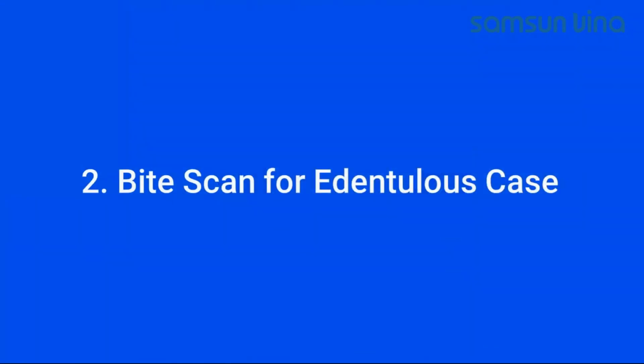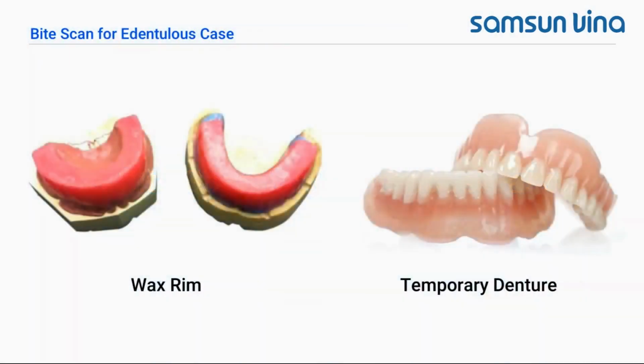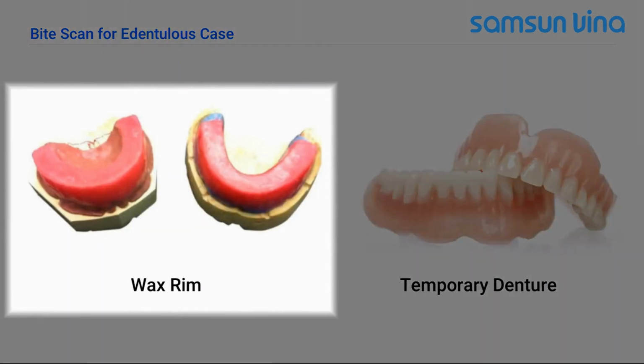Now let's take a look at how to obtain the occlusion data for an edentulous case. The software normally uses the buccal anatomy to register the bite. Since edentulous cases lack buccal anatomy, users can register the bite in a different way. Users can capture the occlusion data by using a wax rim or a temporary denture. Let's first take a look at how to obtain the bite using a wax rim.